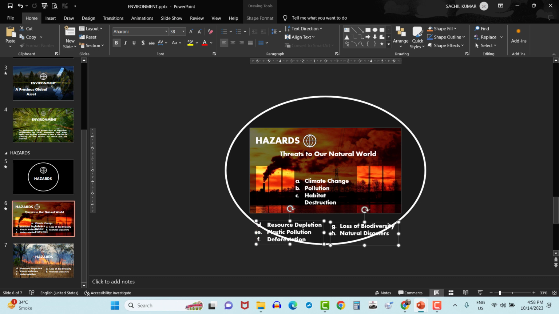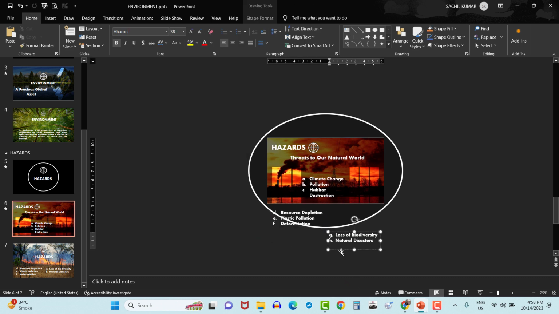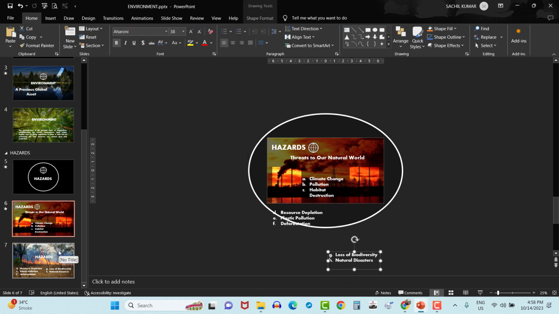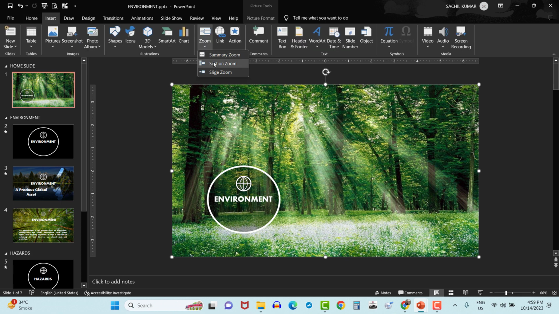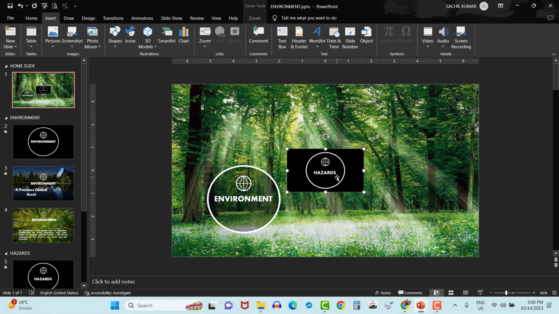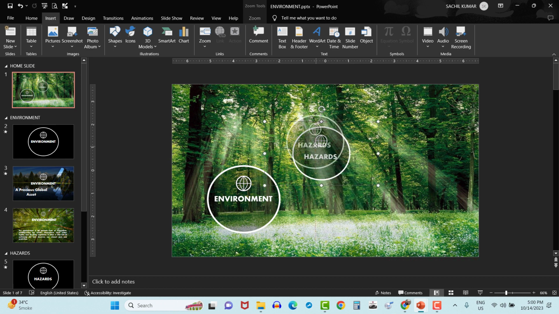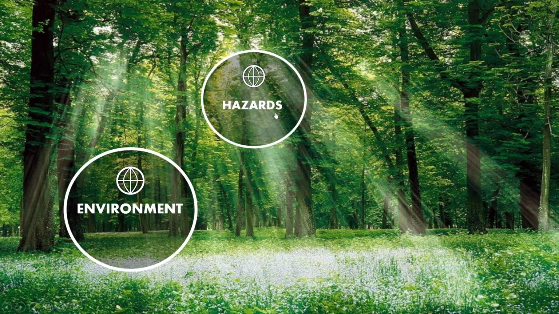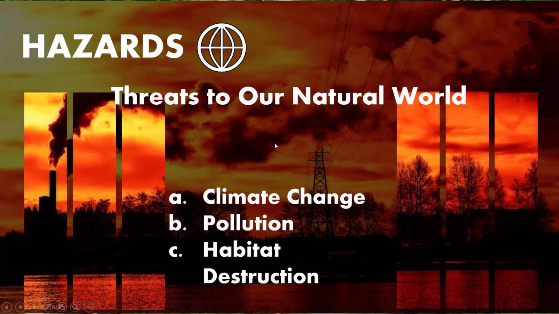So we have finished creating the second section, the environment section and hazard section. So now we can insert the section zoom for the hazard section. Let's make sure it has a transparent background and place it anywhere as you want. Let's check it out on the full screen. How does it look? It is working just fine.